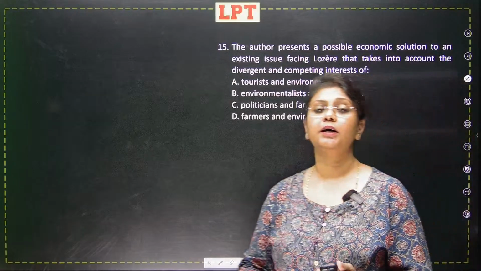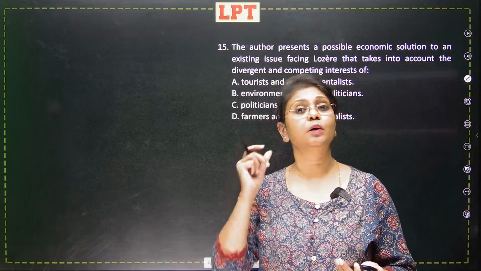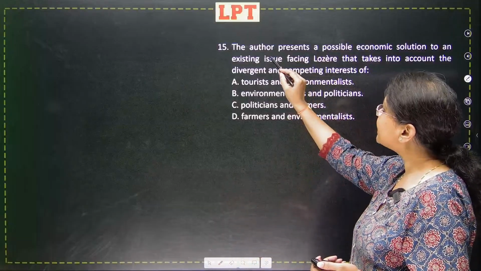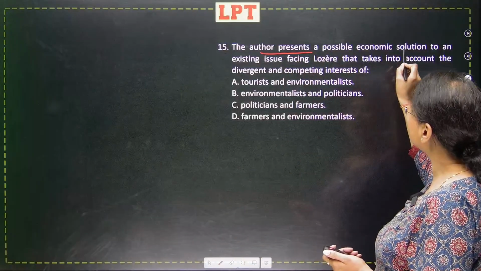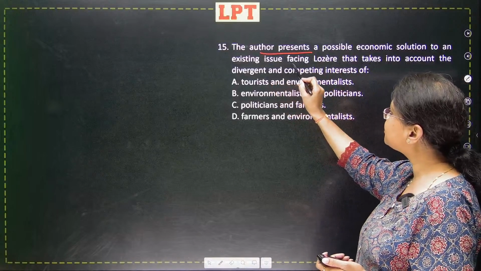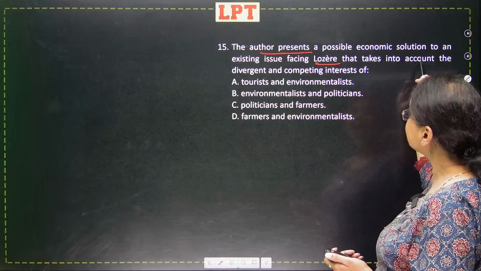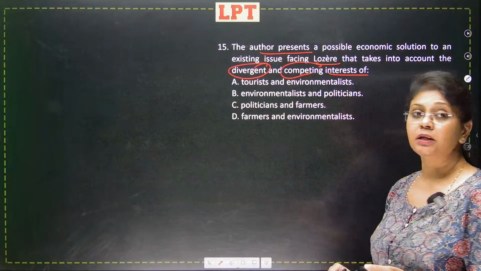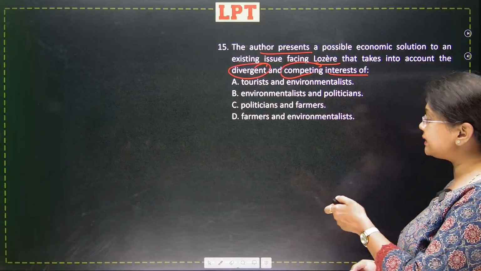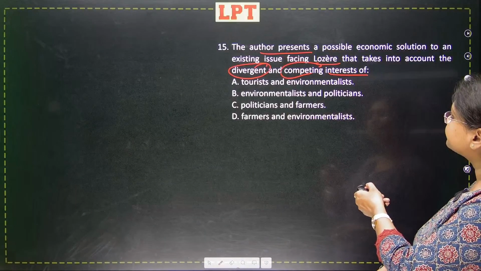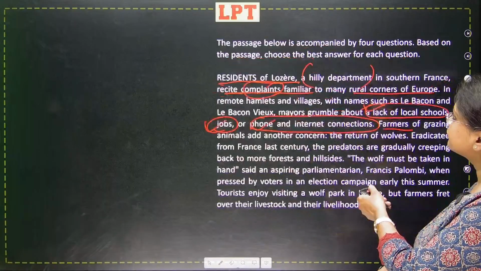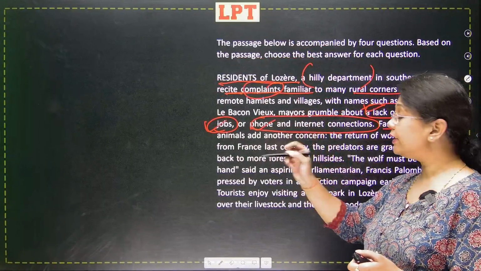Okay guys, so let us understand where the question is and where you get a reference to this answer. It says the author presents a possible economic solution to an existing issue facing Lozère that takes into account the divergent and competing interests of. Now if you were to go back to the passage, let's go back to the passage here. Okay. So let's read the first paragraph.